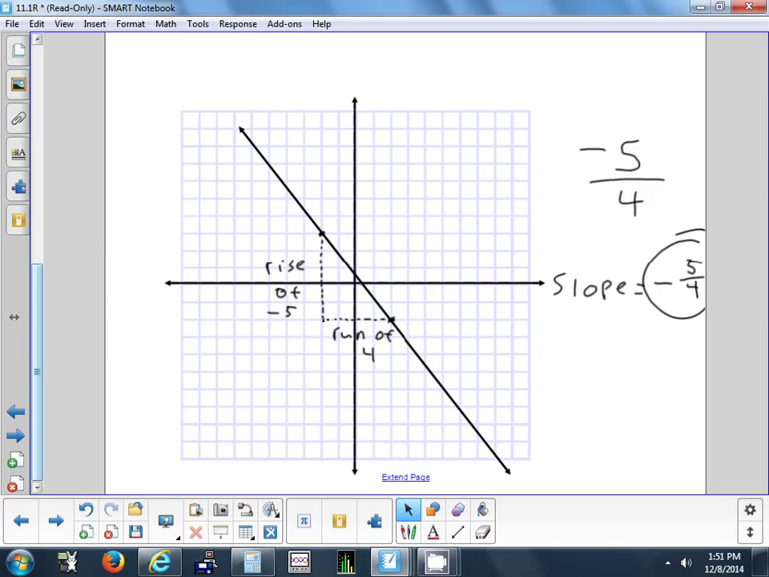So whether you put the negative in the top of the fraction, in the bottom of the fraction, or kind of right in the middle like I did, it's all the same thing. All three of those would be acceptable.